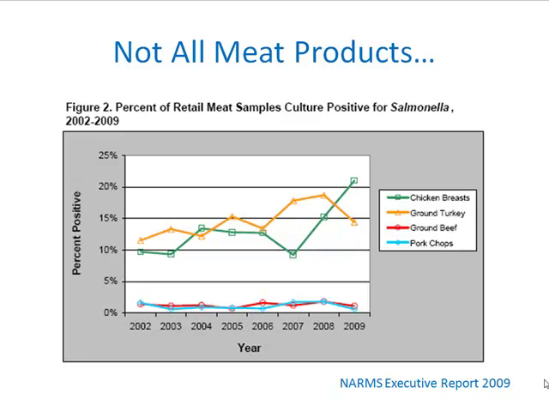But if we look at the NARMS, National Antimicrobial Resistance Monitoring System Executive Report 2009, here's what we have: culture positive for Salmonella. This is just all Salmonella, regardless of serotype, regardless of resistance status. You see, really we're looking at chicken breast and ground turkey, and not all of those are culture positive. In fact, probably around 20% here would be the highest in this particular year. If we look at ground beef and pork chops for Salmonella positive, it's much, much lower.